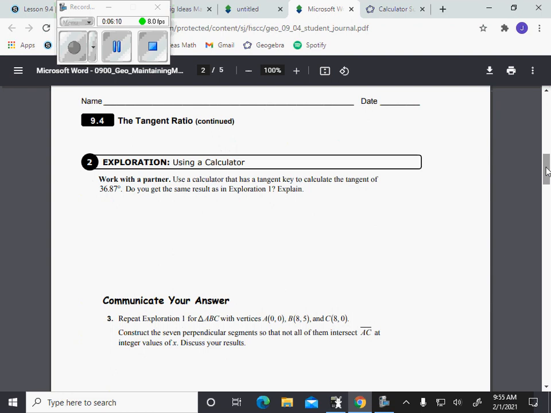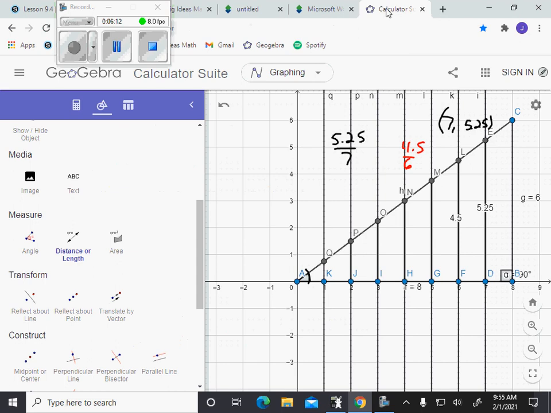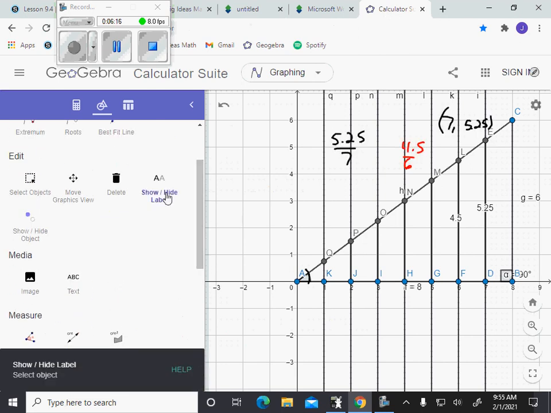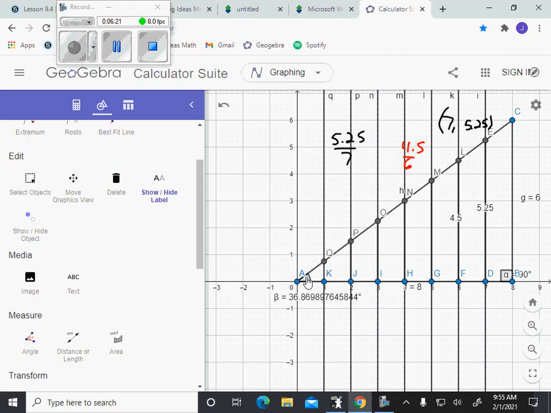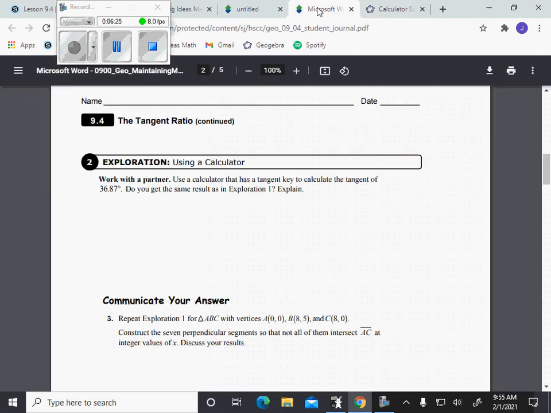So why 36.87? Our angle A here is 36.87 degrees. We want the tangent key in our calculator. So the tangent of 36.87 is equal to 3/4, or 0.75.